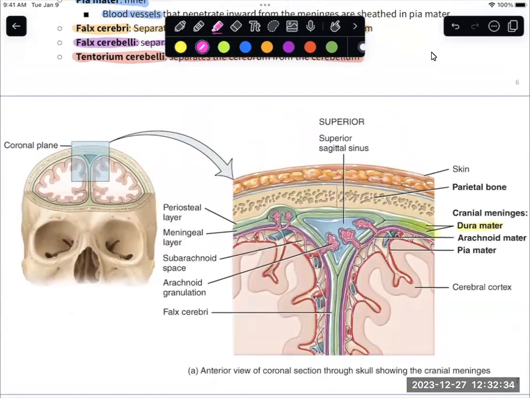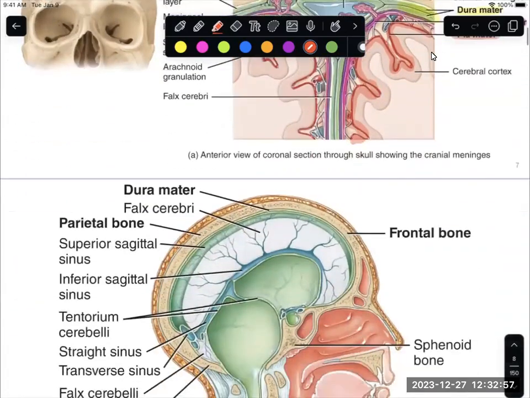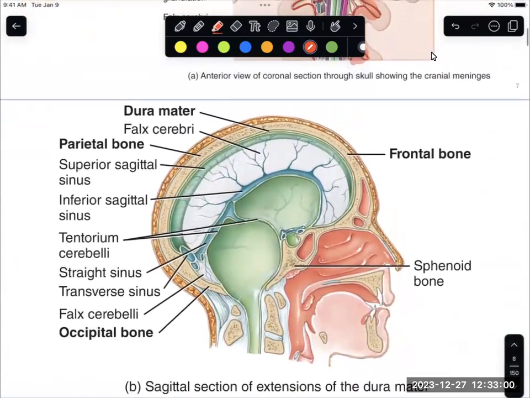Next, we have the arachnoid mater, which in this picture is in pink. And then we have the pia mater that is in red. The blood vessels sit between the arachnoid and the pia mater. So here let's look at these different structures that are going to separate out the different parts of our brain.